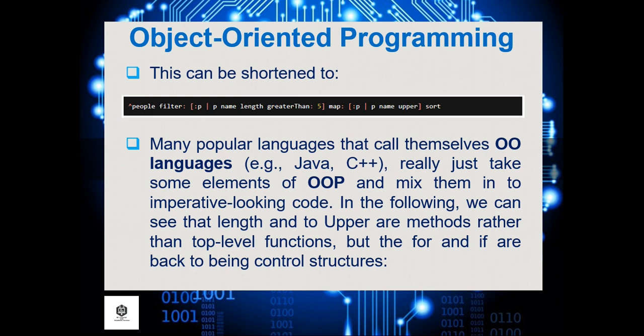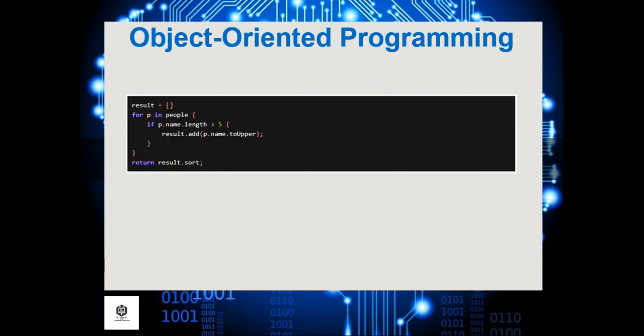Many popular languages that call themselves OO languages, such as Java or C++, really just take some elements of OOP and mix them into imperative-looking code. In the following, we can see that length and toUpper are methods rather than top-level functions, but the for and if are back to being control structures.